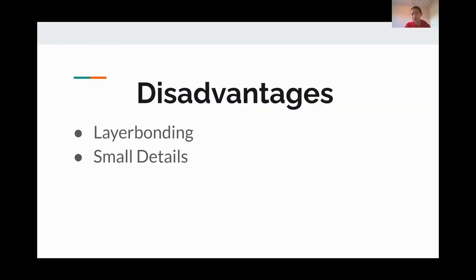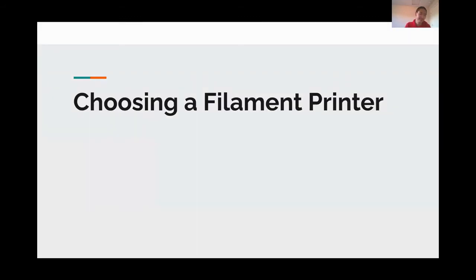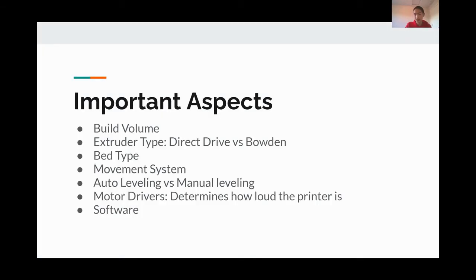Okay. So next we're going to go over choosing a filament printer. I didn't do this for a resin printer because I haven't really done the research into resin printing, and also I don't recommend resin printers because of all the safety stuff and all the processing. These are the important things you want to look at when choosing a filament printer. You want to look at the build volume, which is a very obvious thing to look at: how big of an object can it build.